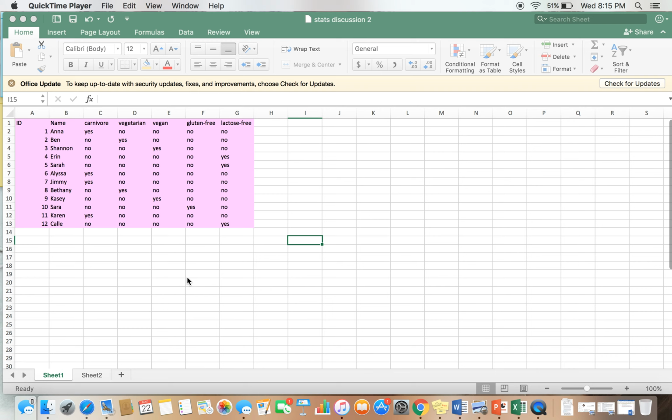So there's the ID number to represent that there were 12 people in the study, the names of the participants, and all of the different types of diets. So those are all of the observations for the data.